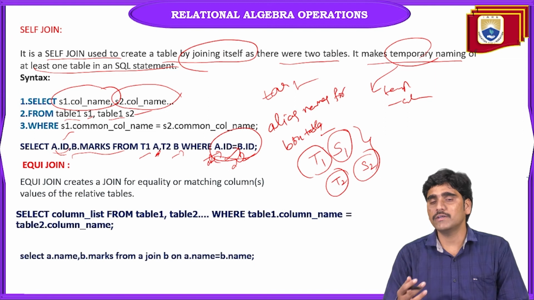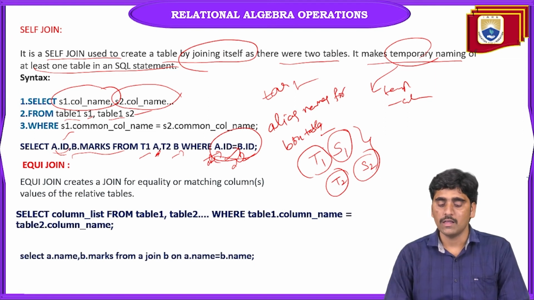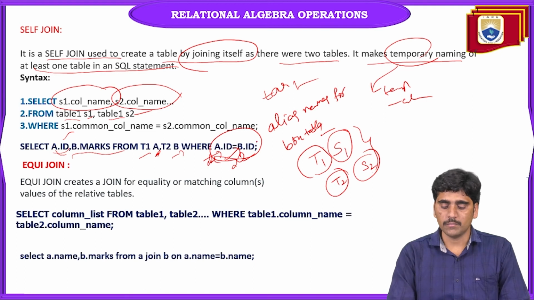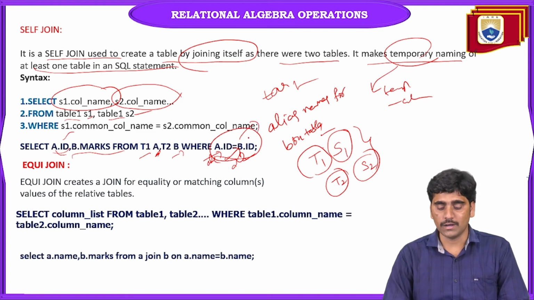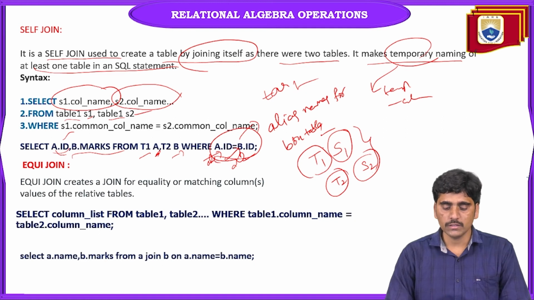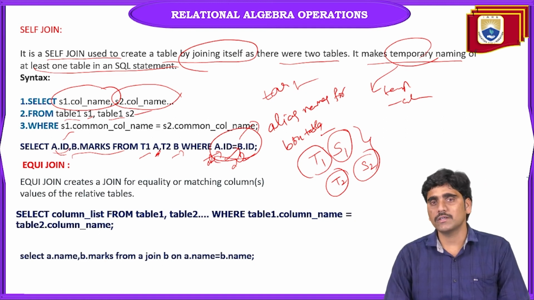The table itself creates an alternate name, that is the alias. The condition is the alias condition: alias1.id, a column name, and similarly alias2.column2. Done, right? So that is about self join.